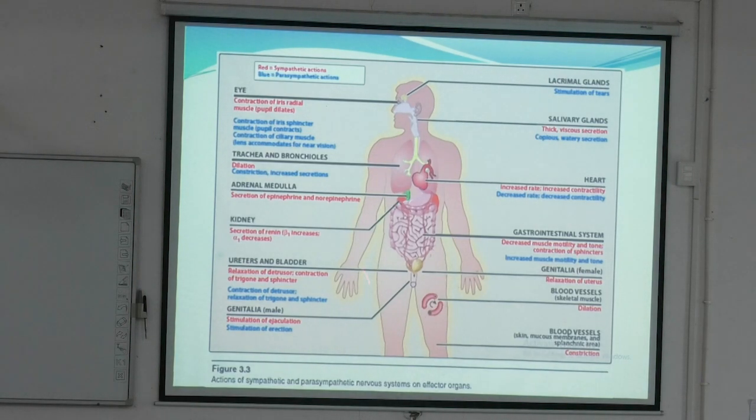Now coming to the actions of the sympathetic and parasympathetic nerves in a nutshell. In the red ones, you can see the sympathetic actions, and in the blue ones the parasympathetic actions. So from this, it will also be clear to you. For example, the eye. The eye is a very important organ where both sympathetic and parasympathetic innervation is present. When there is sympathetic stimulation, that causes contraction of the iris radial muscle. So the pupil dilates. Dilatation of the pupil occurs when the sympathetic drug is given or sympathetic activity is increased.